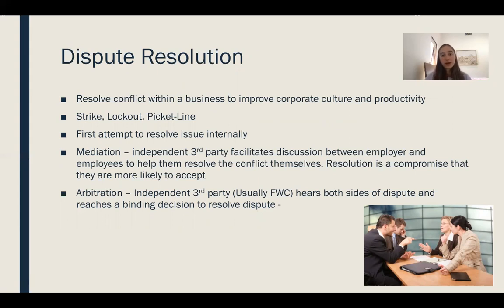There are a few different ways that employees and employers can express their disapproval and disagreement. One would be a strike, where employees refuse to go to work and protest for better pay or better working conditions. Another one is a lockout, where the manager locks out their employees from attending work. And finally, a picket line is where the employees line up around the business and prevent customers from coming in. All of those are used as a form of dispute within the business.